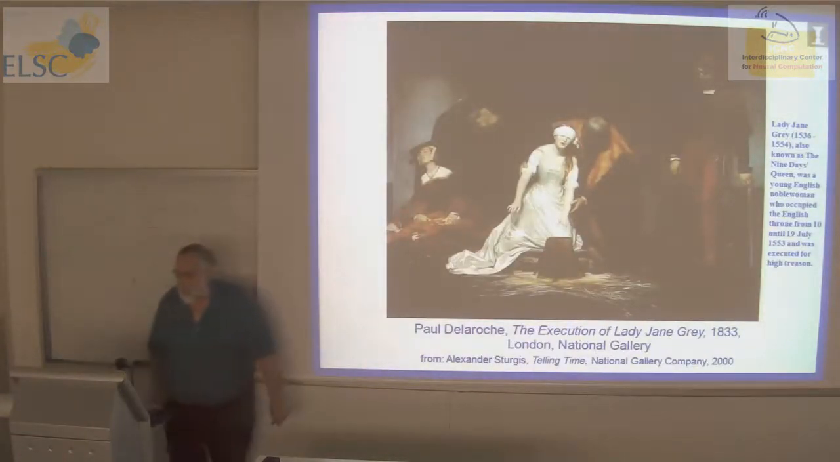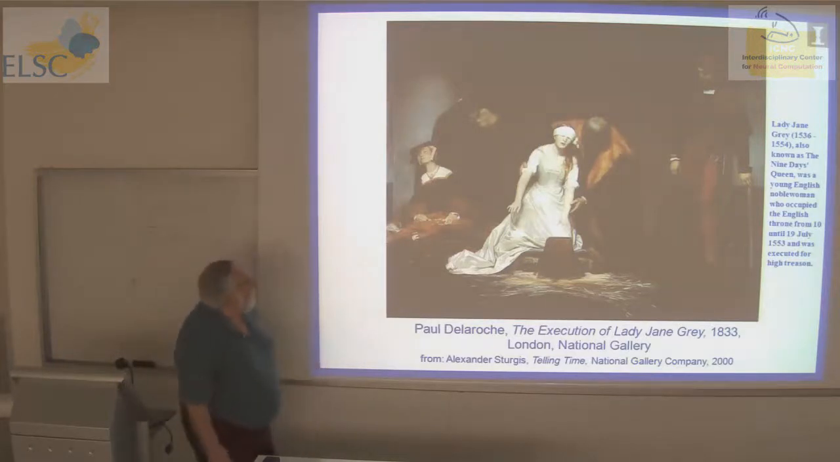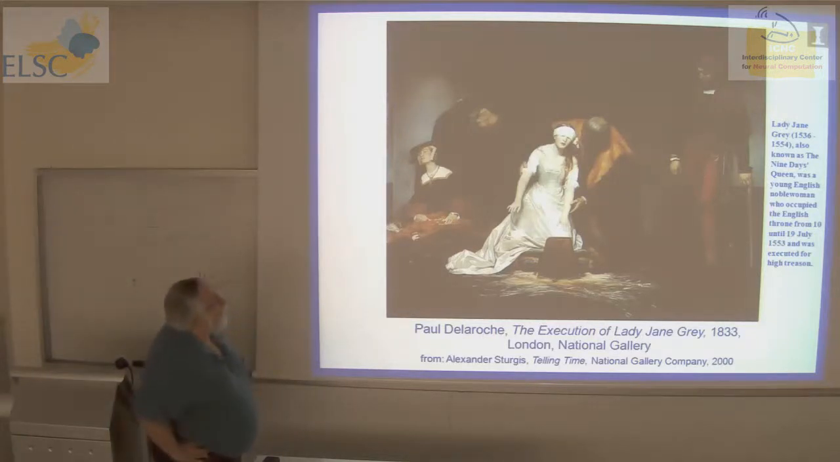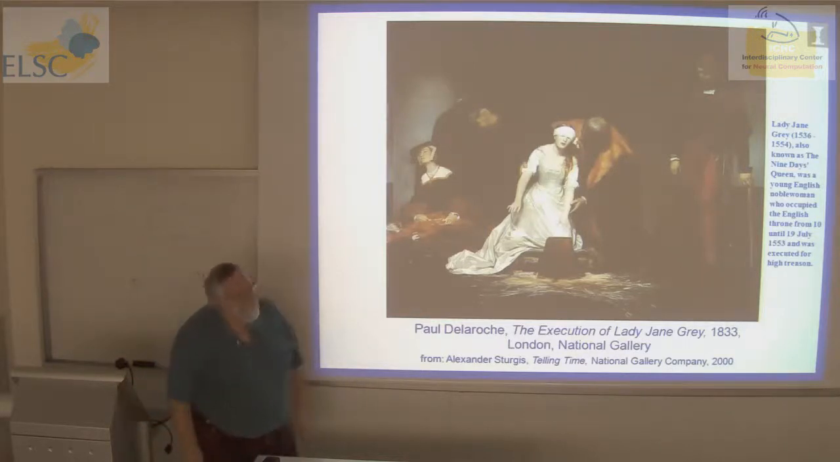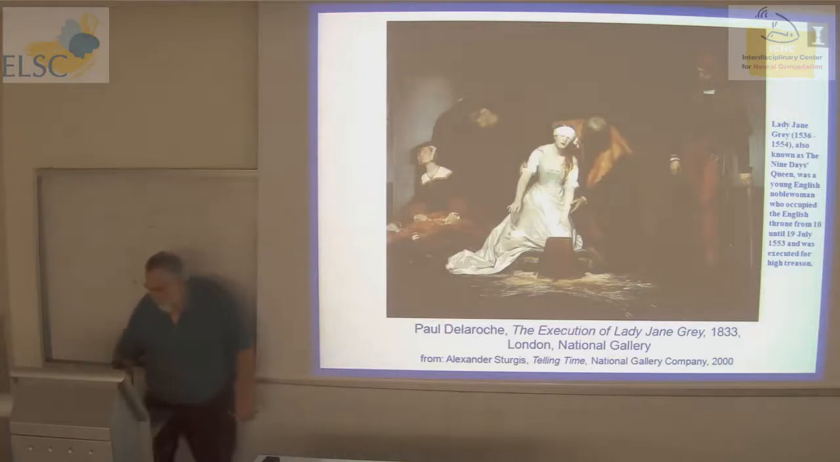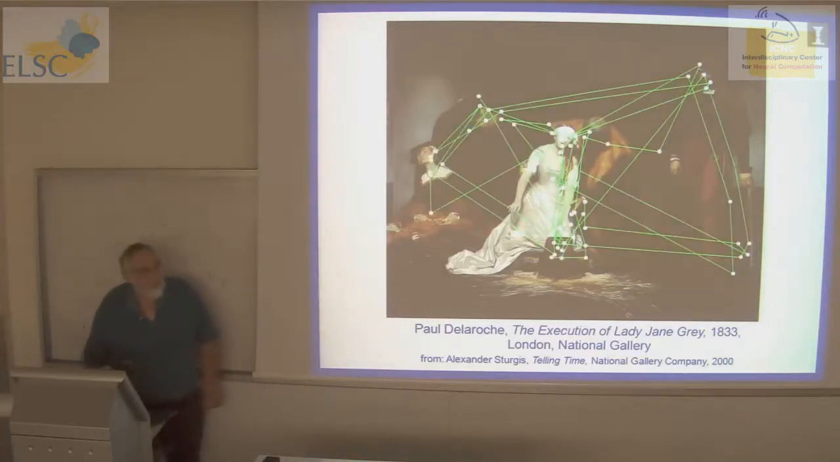This is a famous picture, the execution of Lady Jane, that was in the London National Gallery. They put the picture in a way that, when people looked at the picture, they measured the eye movement. So this is Lady Grey, who was queen for 9 days. And here her head will be in a moment. And this is the executioner with his axe. And this is her servant. And when people look at this picture, those are the eye movements that people make, so they are far from being random.